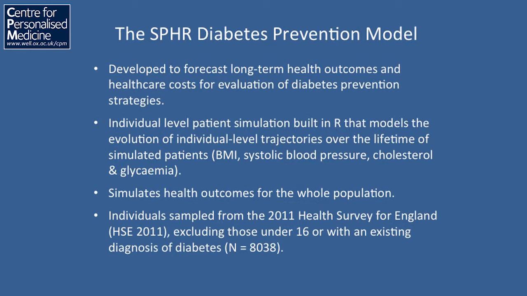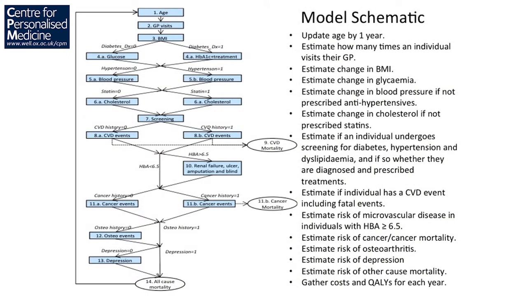That's School for Public Health Research, and it's been developed to forecast long-term health outcomes and healthcare costs for evaluation of diabetes prevention strategies. And it's an individual level patient simulation built in R that models the evolution of individual level trajectories of metabolic factors, so things like body mass index, blood pressure, cholesterol and glycemia. And the individuals within it are sampled from the Health Survey for England, so it should be representative of an English population.